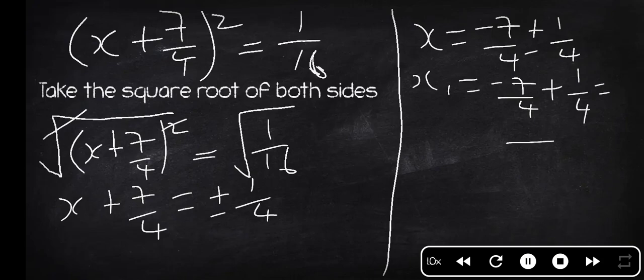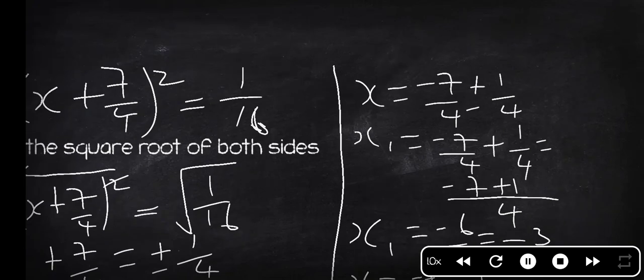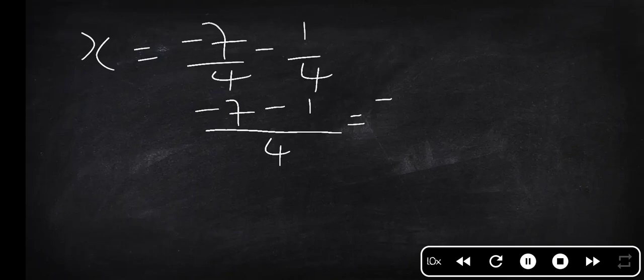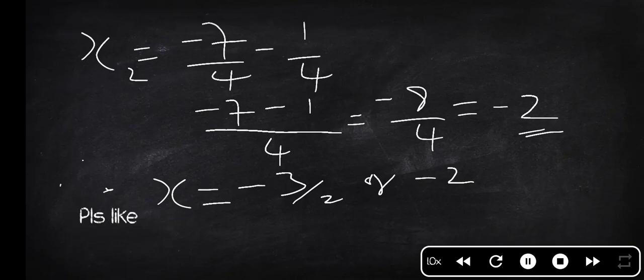You can do the plus before the minus, or the minus before the plus. So minus 7 over 4 plus 1 over 4 is minus 7 plus 1 over 4, which gives minus 3 over 2. For the other side, you have minus 7 over 4 minus 1 over 4, which is our x2. That's minus 7 minus 1 over 4, giving minus 8 over 4, which is minus 2. So our answer is x equals minus 3 over 2 or minus 2.